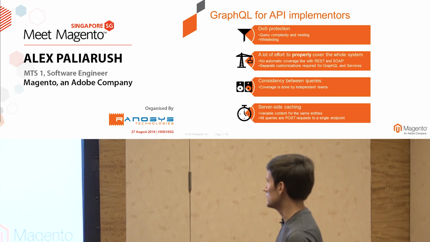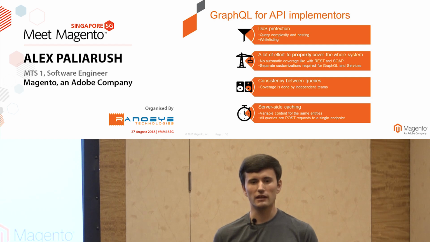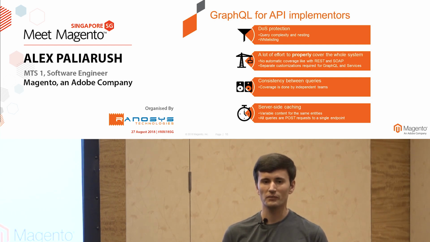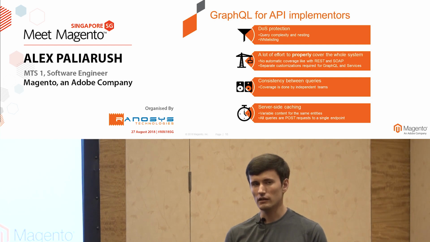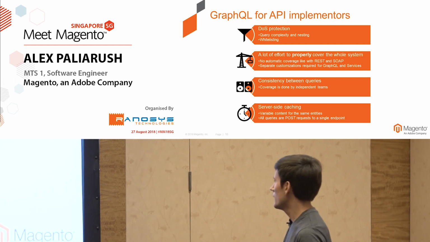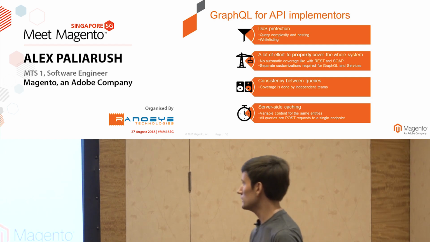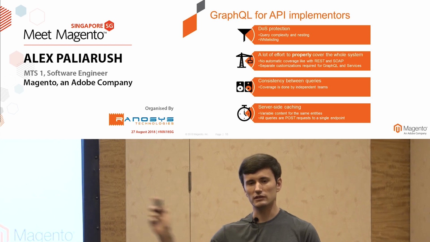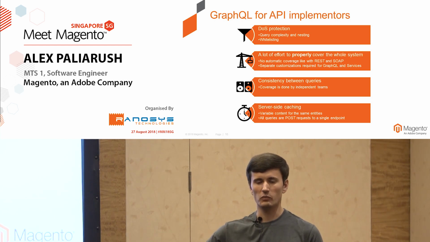Consistency between queries is the same issue as with any other API. If you have multiple teams and multiple people working on coverage, you need to ensure that the API created by different teams is consistent. And server-side caching can be problematic by default, because GraphQL sends all queries to a single endpoint and all of them are POST requests.